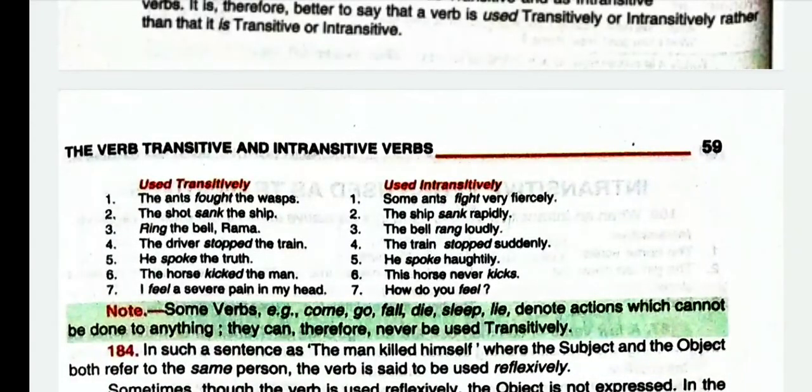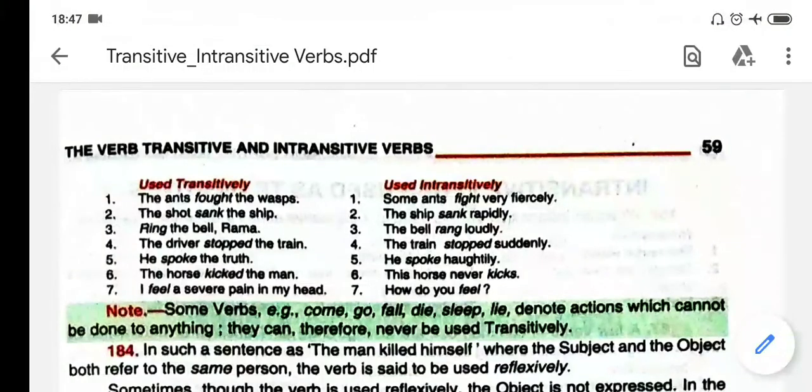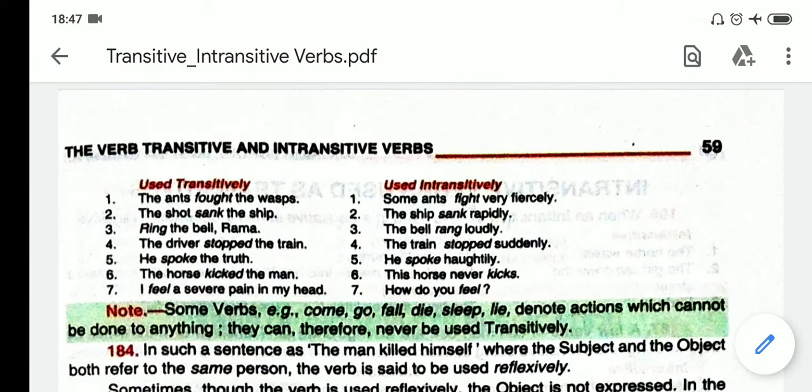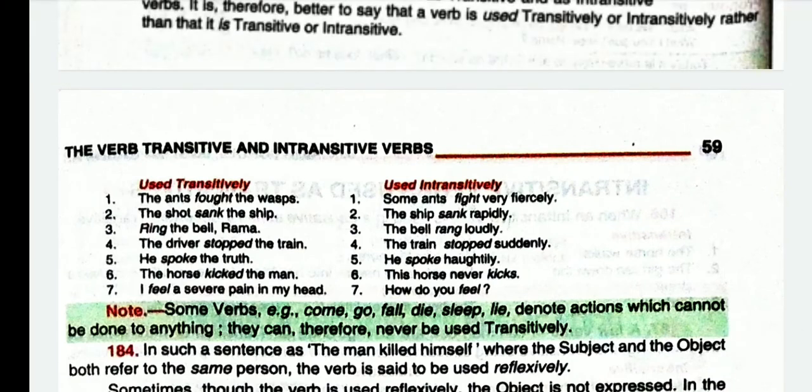In the first column the verbs are being used transitively, and in the second column the verbs are being used intransitively. Listen very carefully. The ant fought the wasps. In this case the verb is fought, and the action is passing from the subject ants to the wasps. So whenever an action passes from the subject to the object, it is a transitive verb. Fought is used transitively in this case. In simple words, if there is a direct object, that verb is used transitively in that sentence.